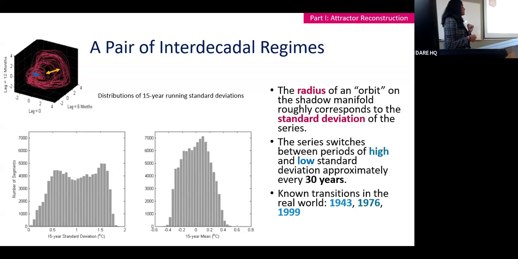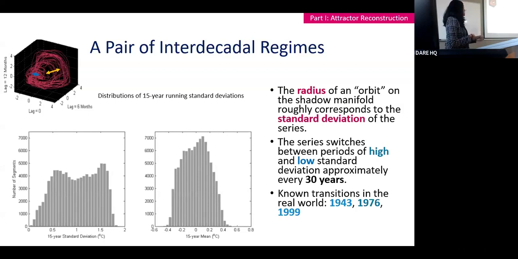Now the radius of an orbit here, it might be easier to think of it in terms of the mean first, actually. If you think of what the mean of all these points is, it's essentially the centroid of that geometric figure. And if you think of what the standard deviation is, it's the distance from the center. So you're getting a low standard deviation orbit when you're not far from the center, and a high standard deviation orbit when you're far from the center.